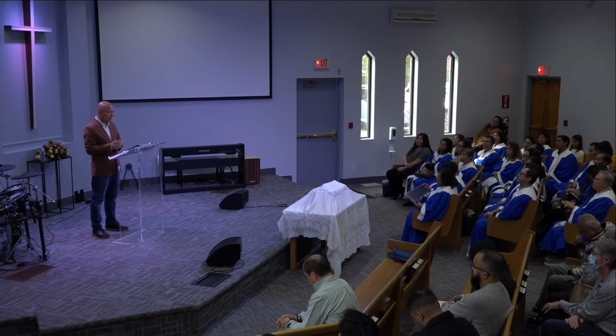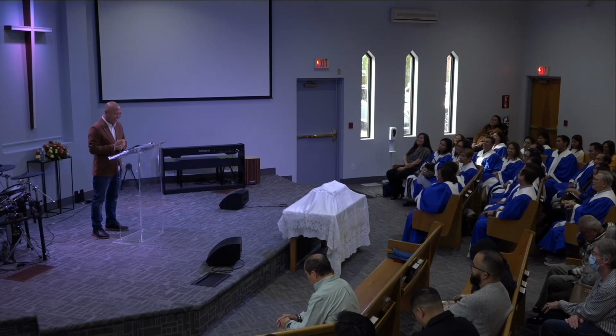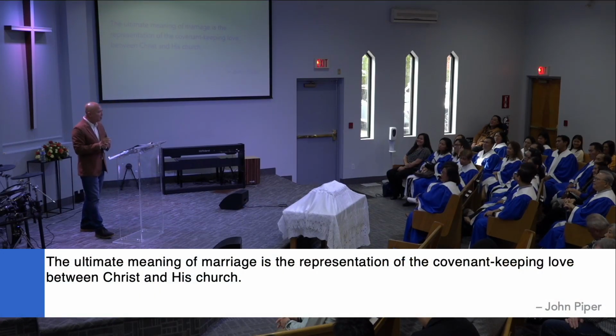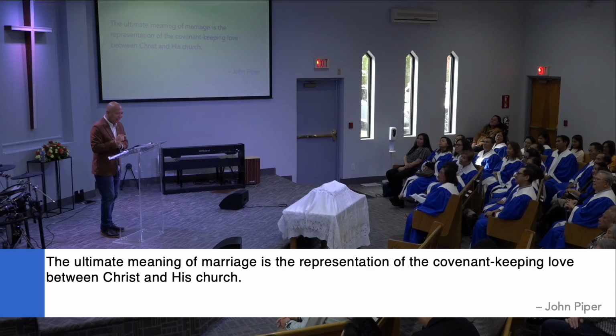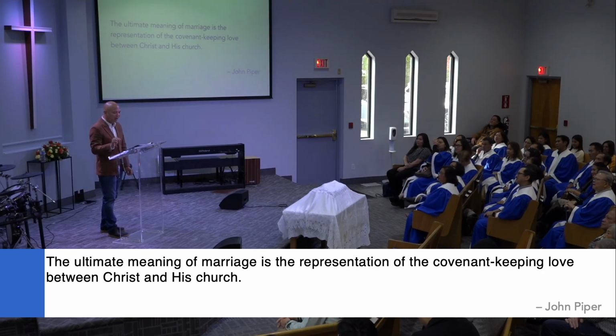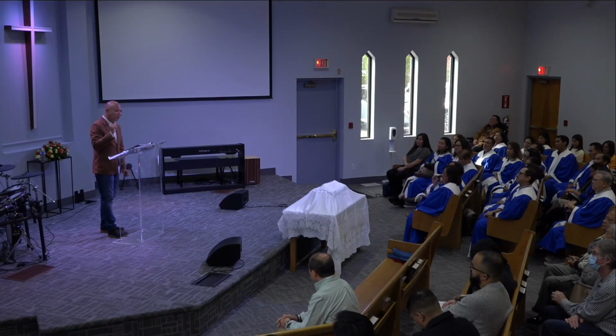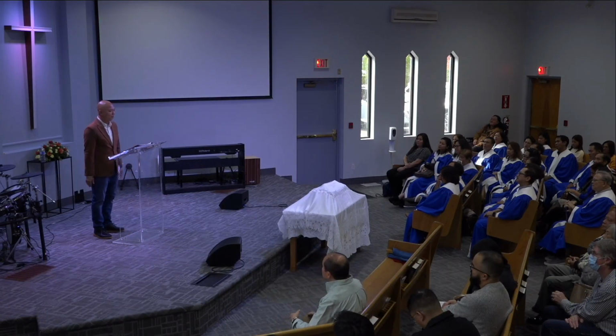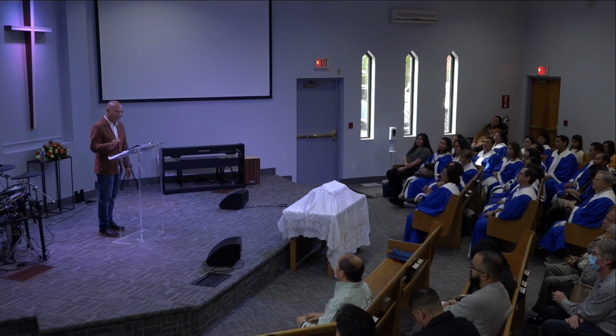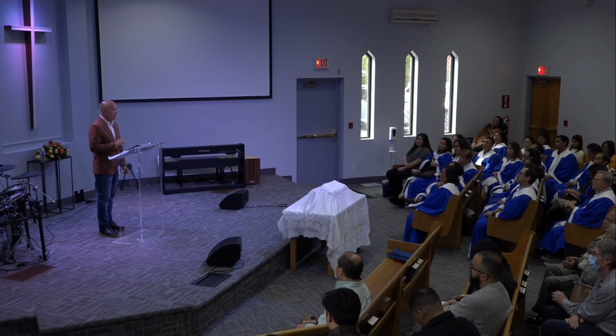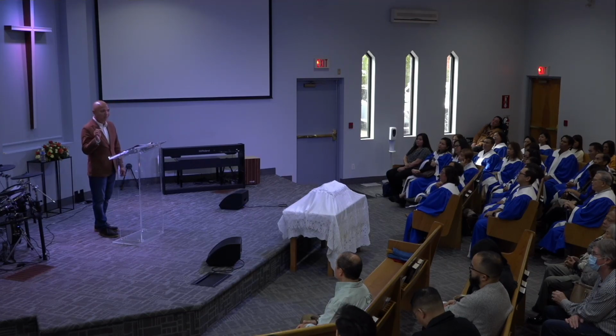First take is from my grandfather, my lolo, John Piper. Piper says this, and I quote, "The ultimate meaning of marriage is the representation of the covenant-keeping love between Christ and his church." The ultimate meaning of marriage is the representation, manifestation, of the covenant-keeping love between Christ and his church. And now, Piper's smart, but he's not that smart. He didn't come up with that on his own. Where did he get that from?